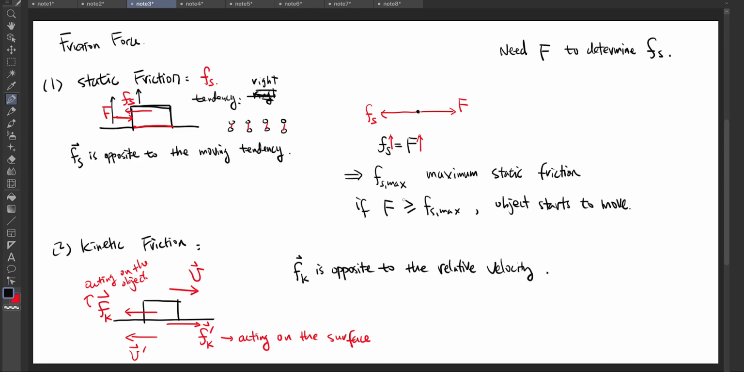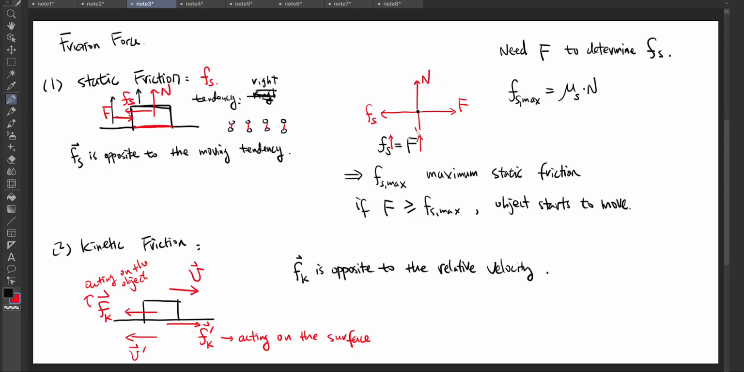But what happens if the Fs reaches the maximum value? Now, in that case, we have another way of doing the calculation. Turns out that Fs max is given by a constant called mu s times the normal force. So the maximum static friction is related to the normal force. Okay, so let me draw the normal force. In this case, it's from such a surface here, and then the normal force is upward. So I can draw an upward force, normal force.